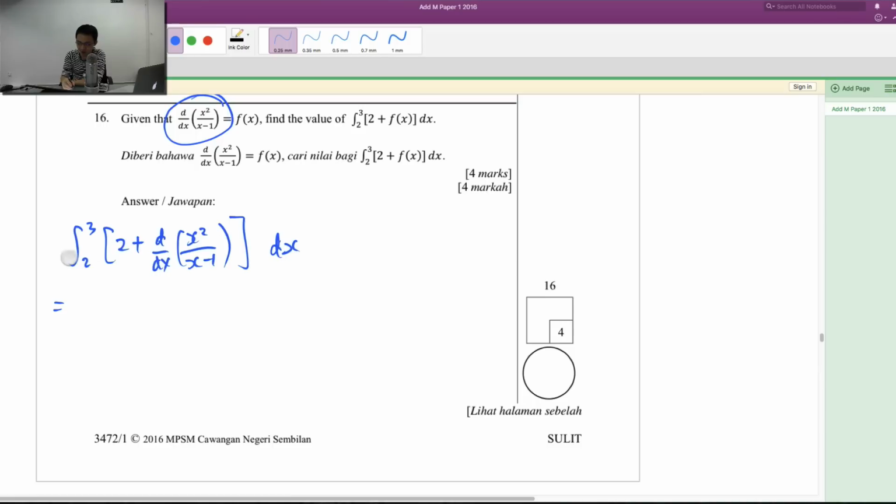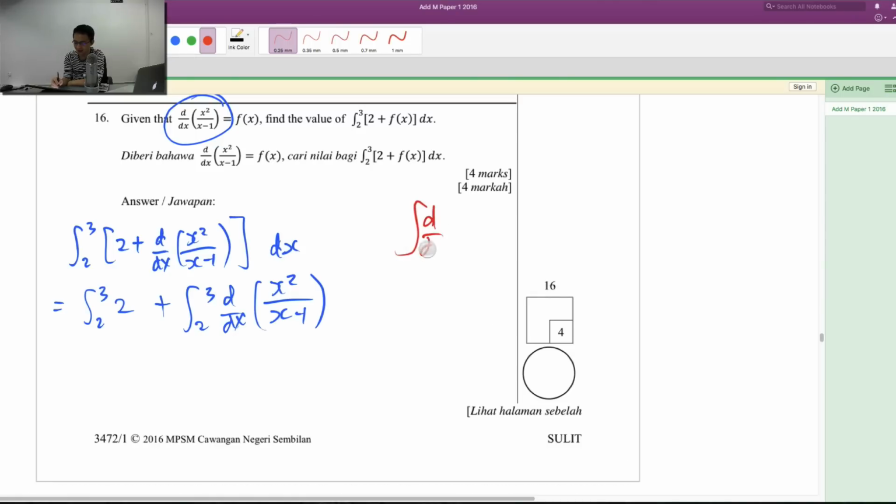So what I will do is integrate 2 to 3, 2, plus I will integrate 2 to 3, d dx of x squared over x minus 1. Alright, and then dx, you can just ignore it. If you watch my integration video, you know integrate and differentiate can simplify. It's something like I go this way and go back. This is d dx, this is integrate, so they can simplify. After you simplify, you don't need to integrate this one. It will straight away become 3 and 2 here.